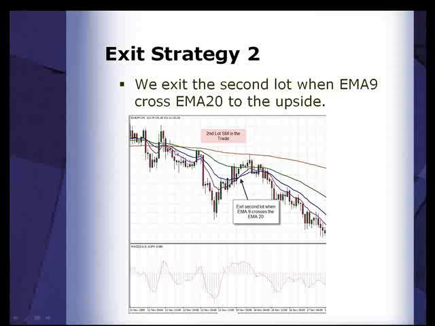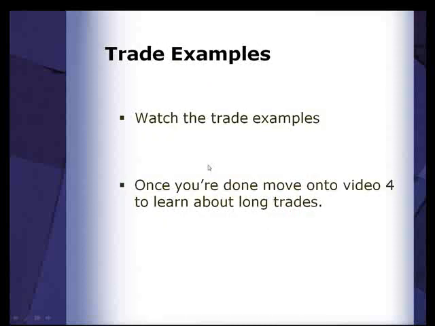So looking on the chart here, the EMA 9 is the purple line, EMA 20 is the blue, and it's trading underneath it down to here, and then it turns up. At this point, we would exit our second lot with a small profit. With this particular trade, the price turned around shortly after we exit our first lot, so we take a small profit on our second lot and exit the trade with both lots profitable.